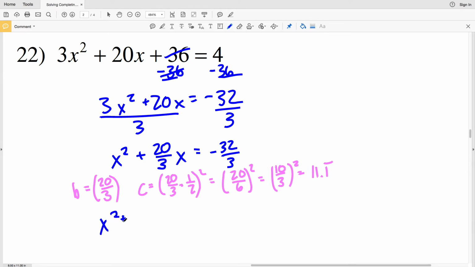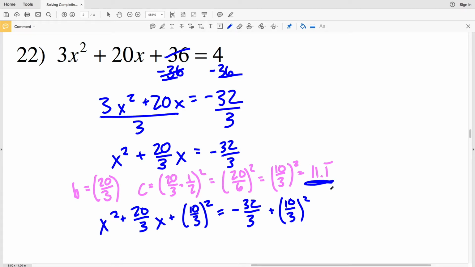So I'm going to have x squared plus 20 thirds x plus, and then I'll put 10 thirds squared. That's going to be equal to negative 32 over 3 plus, and again, just in order to keep this as exact values, I'll write 10 thirds squared, which we know is equal to 11.1 repeating. So I can rewrite this as x plus 10 thirds squared, since it's in the form of a squared plus 2ab plus b squared, and that will be equal to negative 32 thirds plus 10 thirds squared, which is 0.4444 repeating, which I'll leave in fraction form as 4/9.